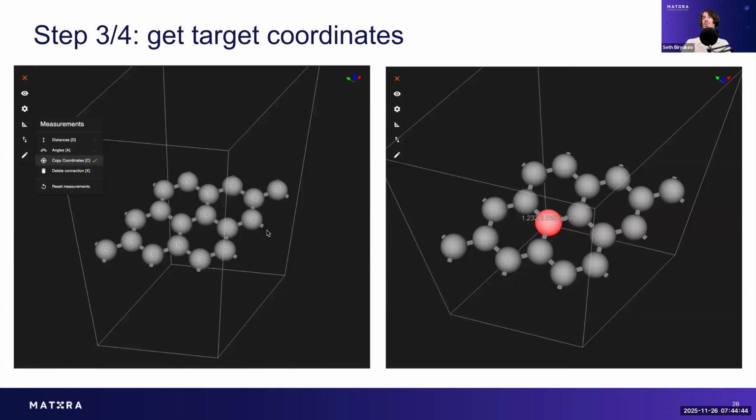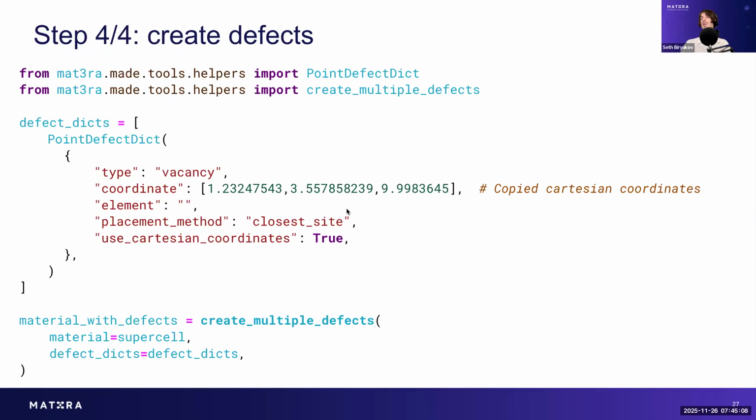And then we would need to get a coordinate that we want to replace. So we can open it inside of the Materials Designer viewer, select measurement, copy distances, and click on the atom that we want to replace, and that will copy the coordinate in Cartesian coordinates to the clipboard, which we can later use in the setup for the defect.